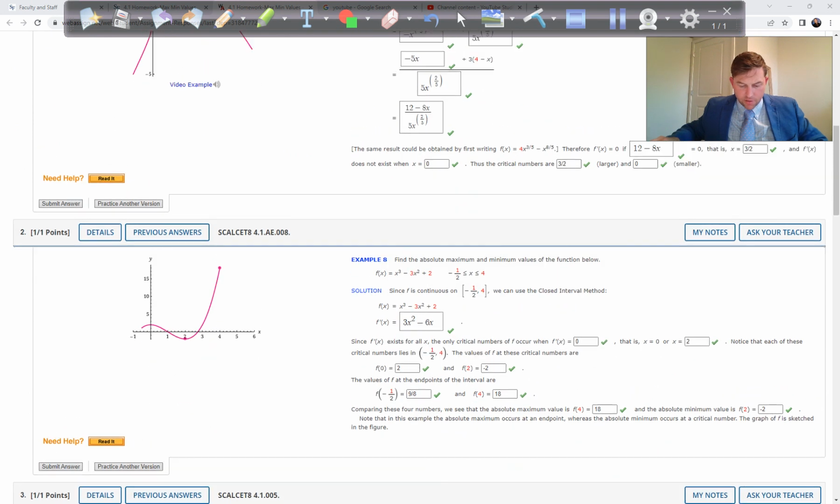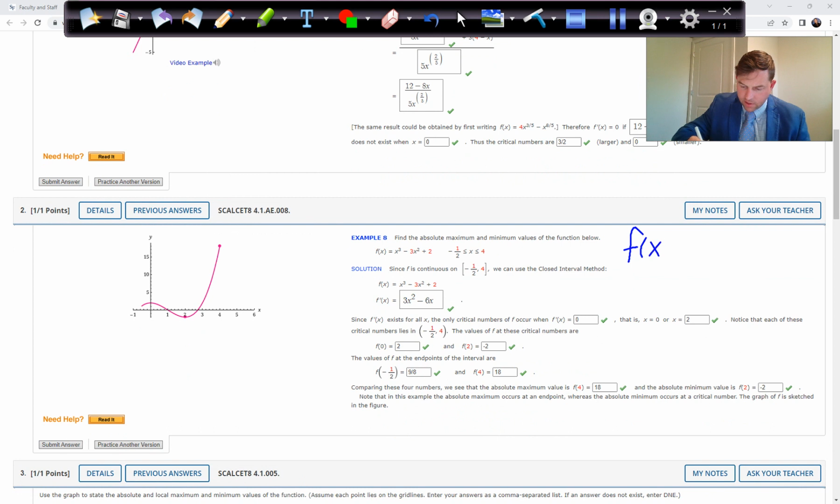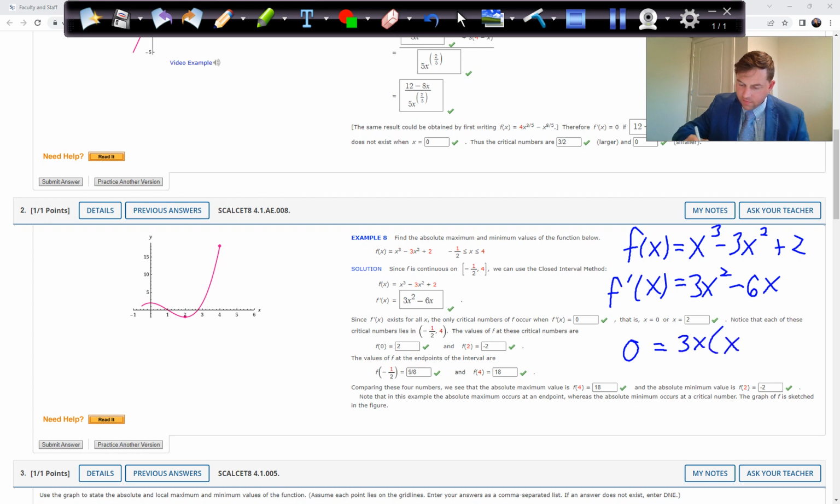Problem 2 is also going to be similar. So they're going to walk us through it step by step. I'll probably just do the whole thing. So we're given a function, f of x equals x cubed minus 3x squared plus 2. The derivative should be easy to calculate. It's just 3x squared minus 6x, and we're going to set that equal to 0, factor out a common 3x. So this is 0 when x is 0 or when x is positive 2.